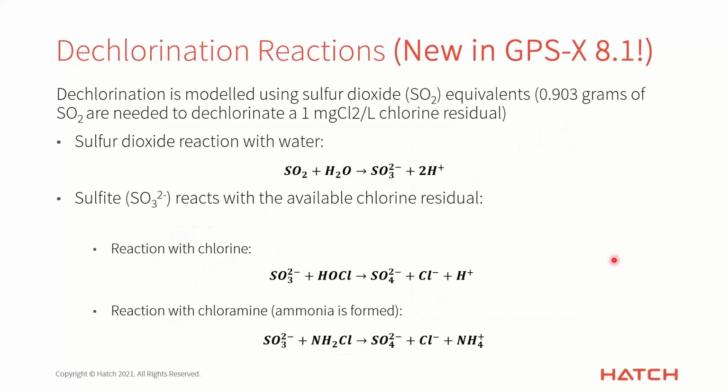All right, so the last process that I'm going to talk about that affects the chlorine residual is dechlorination. As I mentioned before, dechlorination is sometimes necessary to reduce the chlorine residual if you want to meet regulations. And this is another new addition that we added to the chemical disinfection model in GPS-X 8.1. I also want to note that the dechlorination reactions actually occur after the disinfection reactions in the actual modeling sequence.